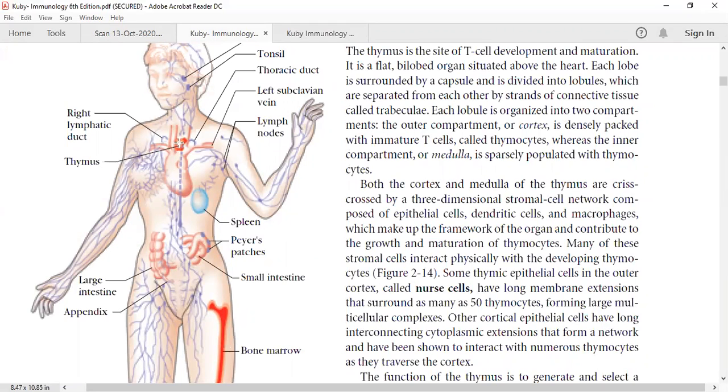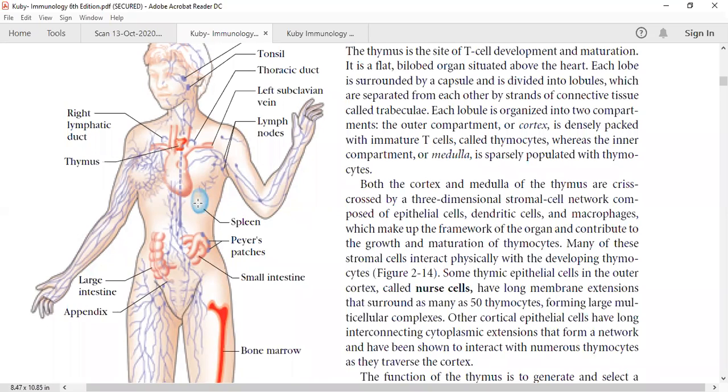So both are primary lymphoid organs, and once the B cell from the bone marrow and T cell from the thymus, then they are moving into the secondary lymphoid organs. Secondary lymphoid organs are lymph nodes, which are present all over in our body. So they are present almost everywhere. And second is spleen, for example.